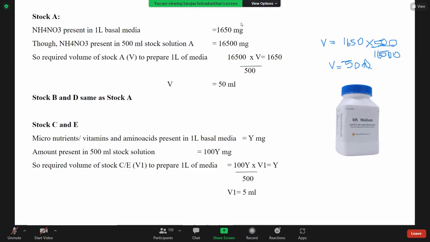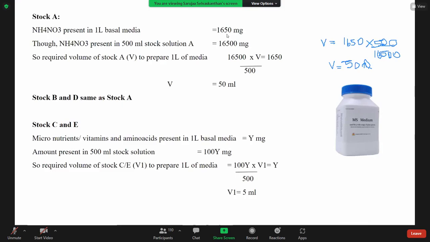Right? To prepare 1 liter of media, the media should consist of 1,650 milligram ammonium nitrate. So if we pipette out 50 milliliter from the already prepared stock solution, it contains 1,650 milligram ammonium nitrate. Understand or not? Understand. Yes.